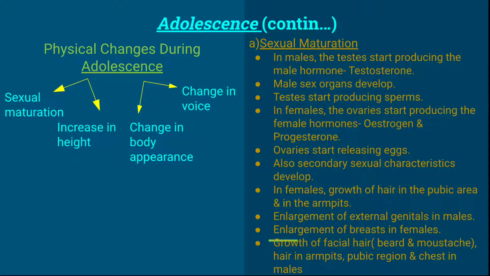In females, there is growth of hair in the pubic area and in the armpits, and enlargement of external genitals in males. There is enlargement of breasts in females, and growth of facial hair, that is beard and mustache, and hair in the armpits, pubic region, and also on the chest of the males.